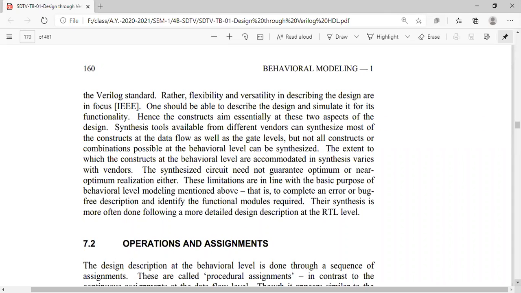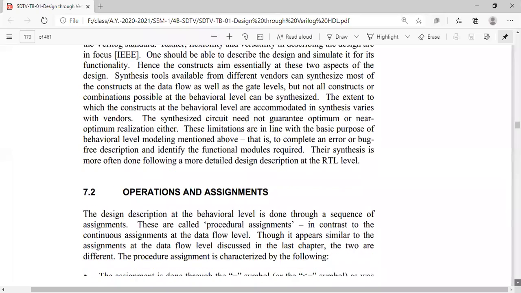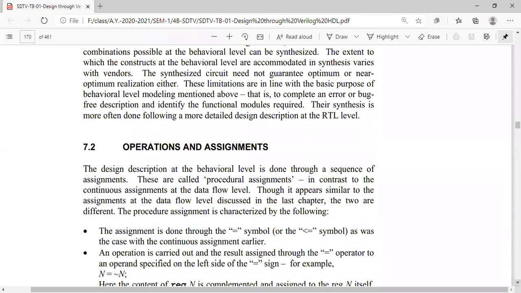As we have seen in the data flow model, operations and assignments, here also we have some operations and assignments in behavioral modeling also. These are procedural assignments. The design description at the behavioral level is done through a sequence of assignments. These are called procedural assignments.